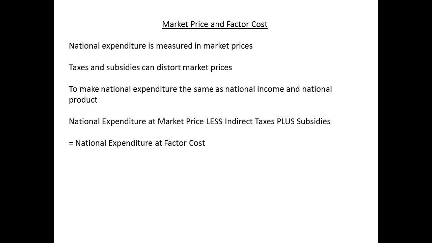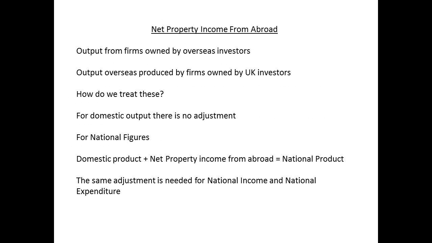National expenditure can be distorted. Take alcoholic drinks as an example. In the United Kingdom these are heavily taxed, and the expenditure at a market price should really exclude this taxation. In the case of a subsidy, it should add that figure. So, by subtracting taxes and adding in subsidies, we get national expenditure at factor cost, which is the preferred measure for economists. How do we take into account any production from firms that are owned by overseas companies?